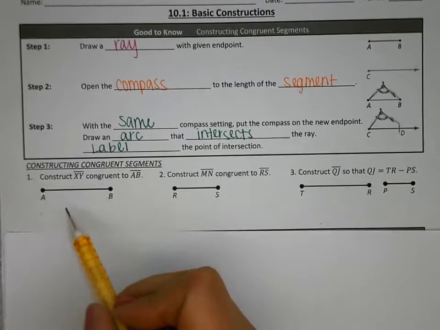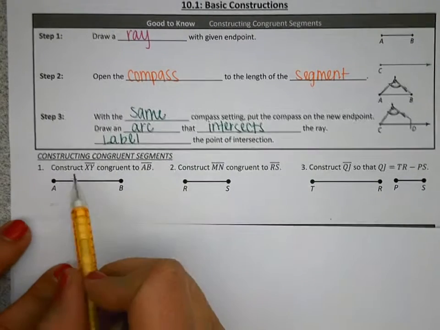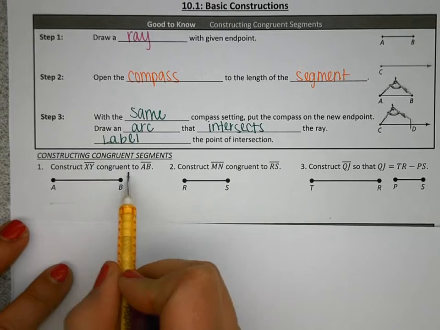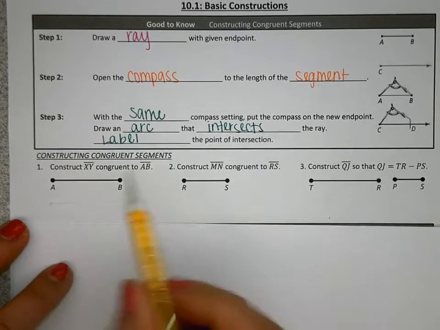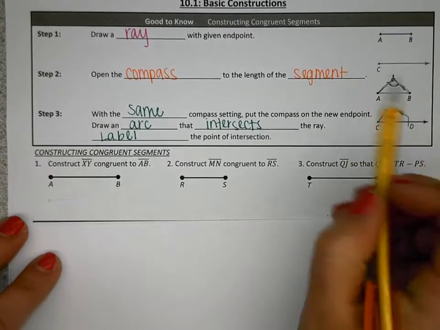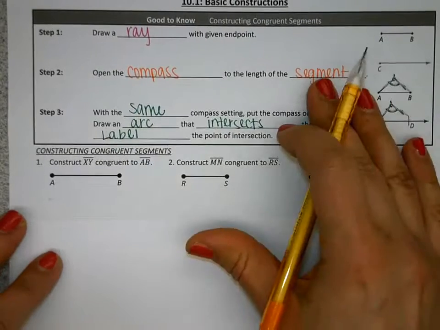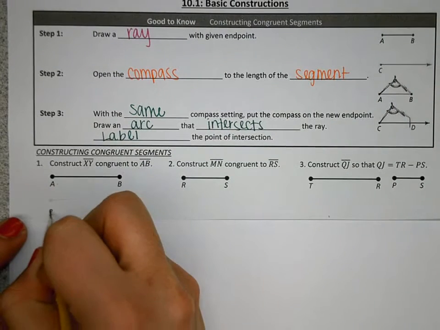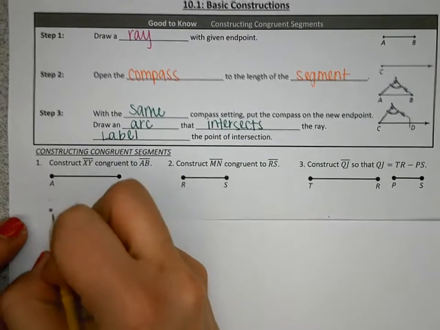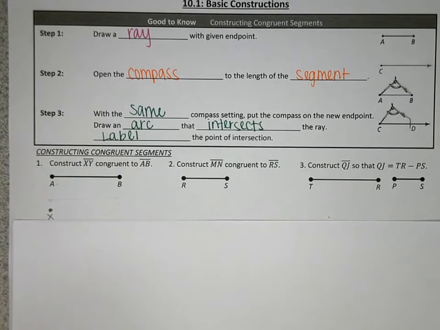Here's your instructions. We want to construct segment XY so that it's congruent to segment AB, which is the given segment. So first step is we draw a ray with a given endpoint. So let's draw an endpoint, and let's name it X because that's what they want us to name it.